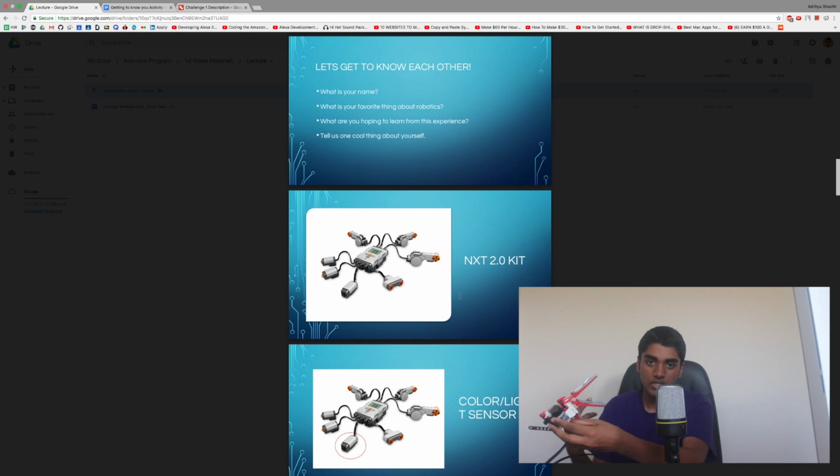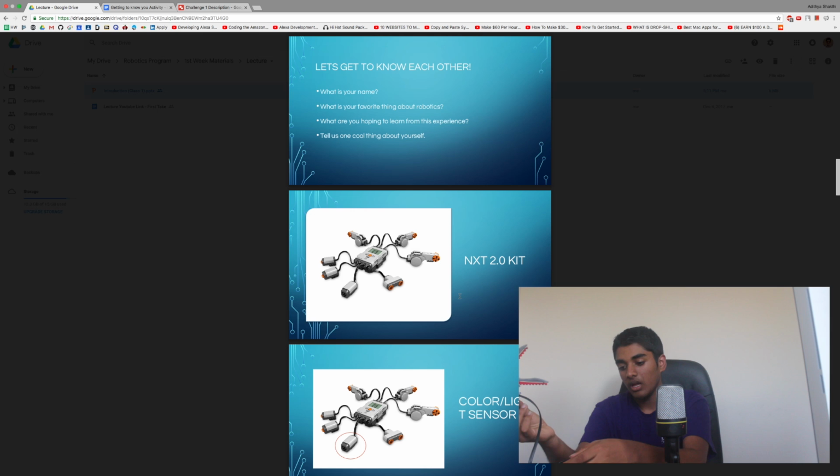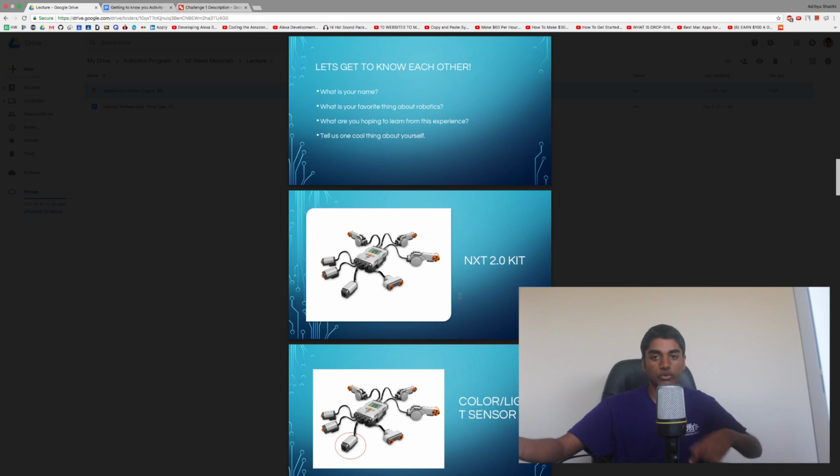Just follow the same process shown in those clips. So just attach one end of the cable into the ultrasonic sensor, or infrared sensor if you guys are following along in an EV3, and plug the other end into one of the 1, 2, 3, 4 ports.